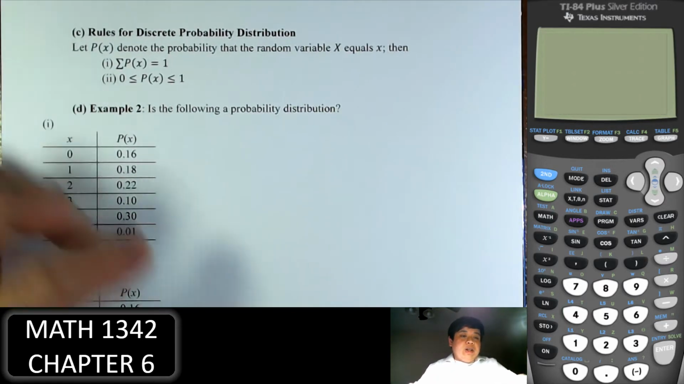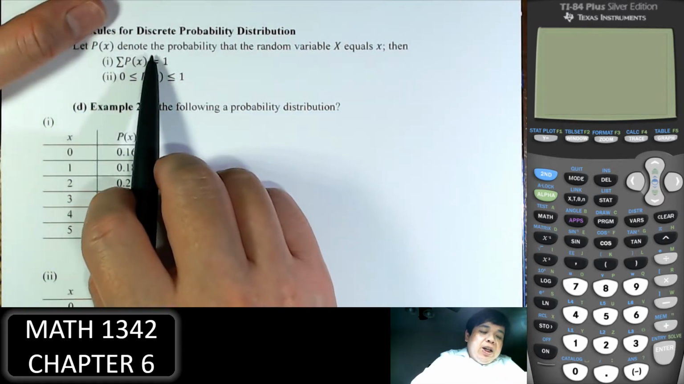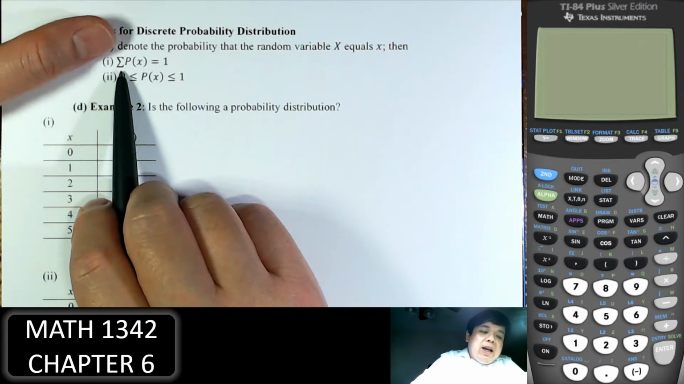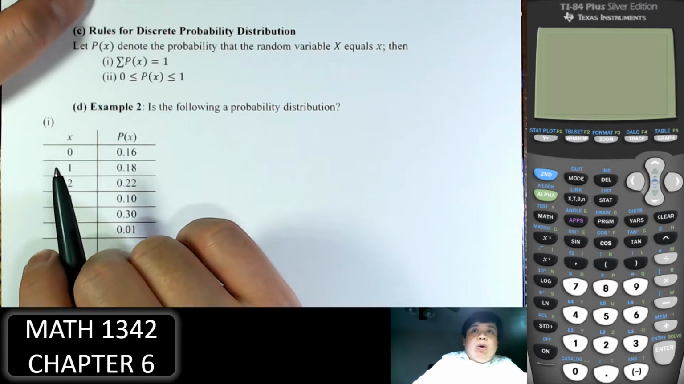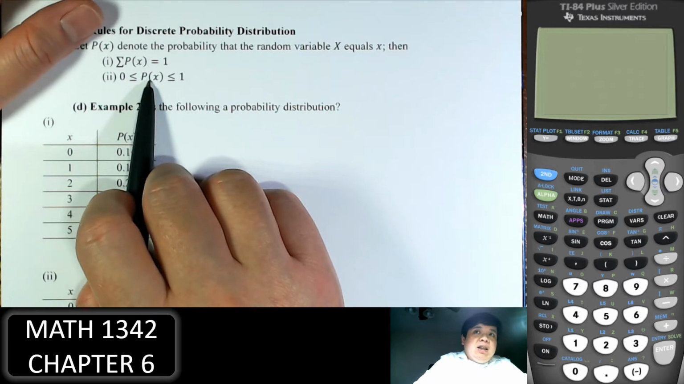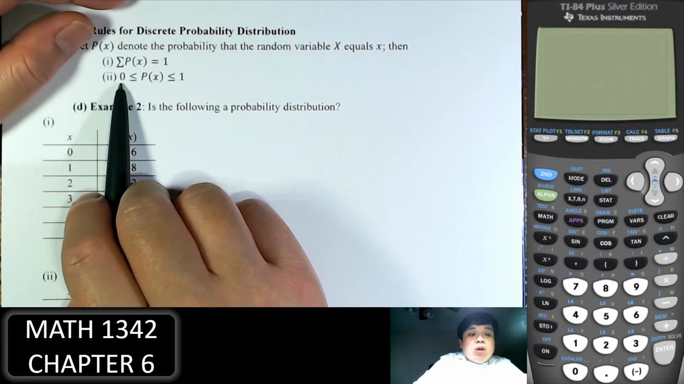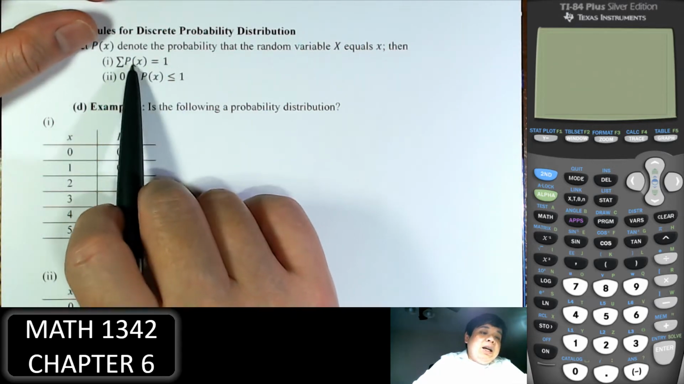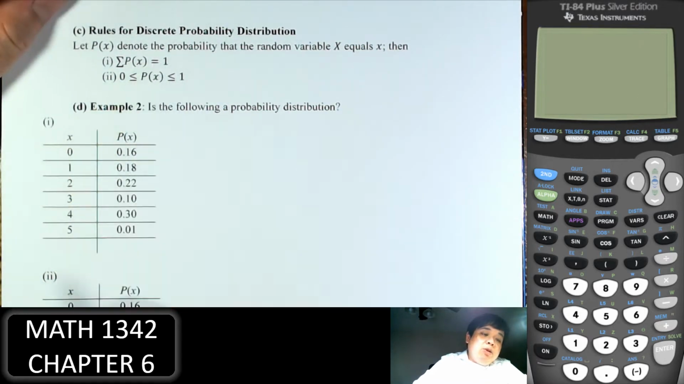Next, the rules for a discrete probability distribution. Let P of x denote the probability that the random variable X equals x. Then the sum of all P of x is equal to 1, and each probability has to be between 0 and 1. Of course, we talked about this already. The probability of any event has to be between 0 and 1, 0 being impossible and 1 being certain. And the sum of the probabilities of all values has to be 1.